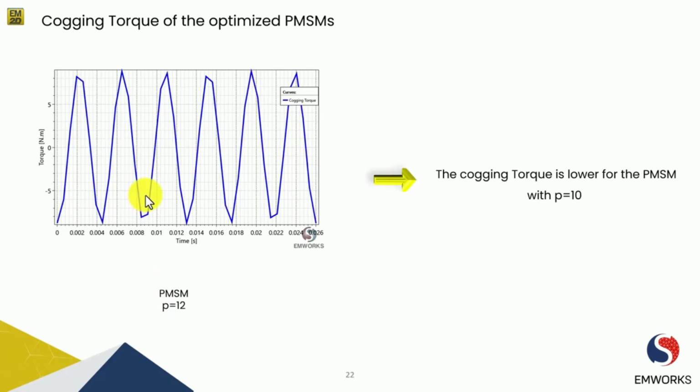So of course you can parameterize the model and find the optimal design, but this was kind of a hit and trial by varying the different pole numbers, and we came up with the FFT analysis for the back EMF, and based on the torque we found that the performance was much better for pole pair equal to 10. So for the further analysis we'll just go with our optimized model, pole pair equal to 10.